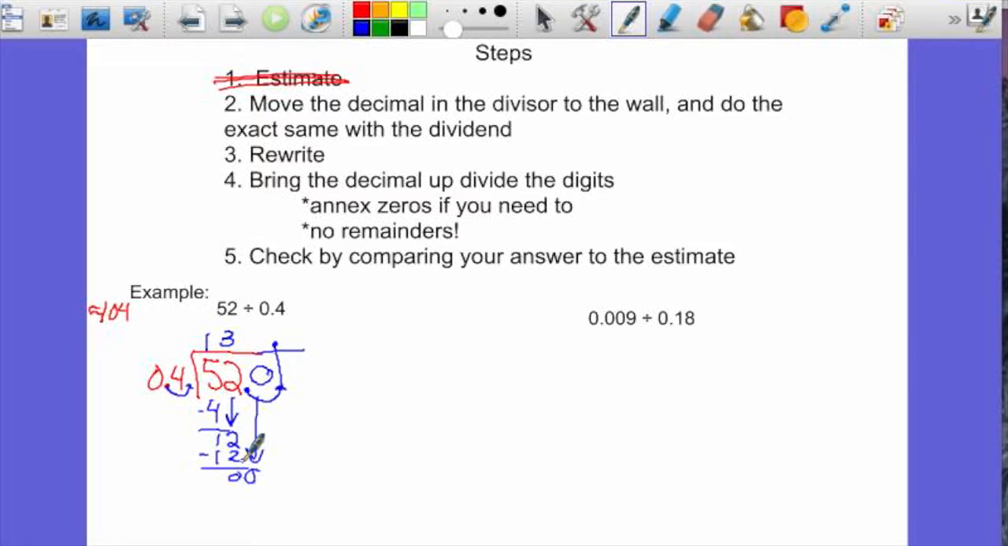Don't forget, you need a place value holder above every number. So if you forget to put your place value here, you're going to think it's 13 when it's really 130. So that is a big error here. Just make sure you have something above every one of your numbers so you don't miss that 130, which is sort of close to 104. It's not too far away.